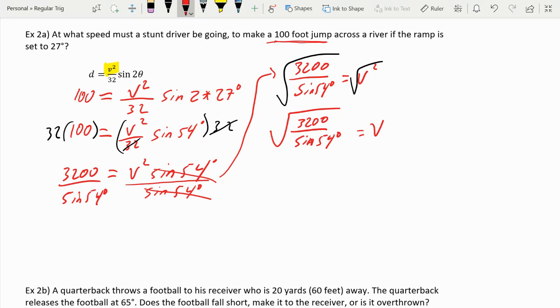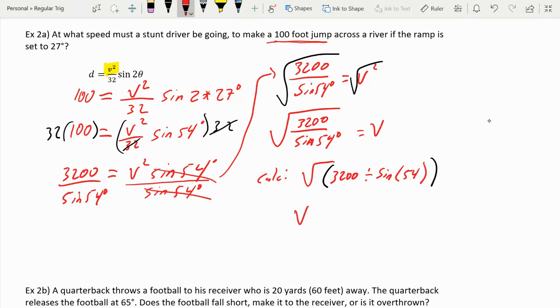Now is when I'm going to grab my calculator, and I'm just plugging that whole mess in. For you guys that are still struggling, hit the square root key, parenthesis opens, 3,200 divided by sine, parenthesis opens, 54, close it, close the other parenthesis. Let me color coordinate those parentheses. Maybe that might help you guys out a little bit.